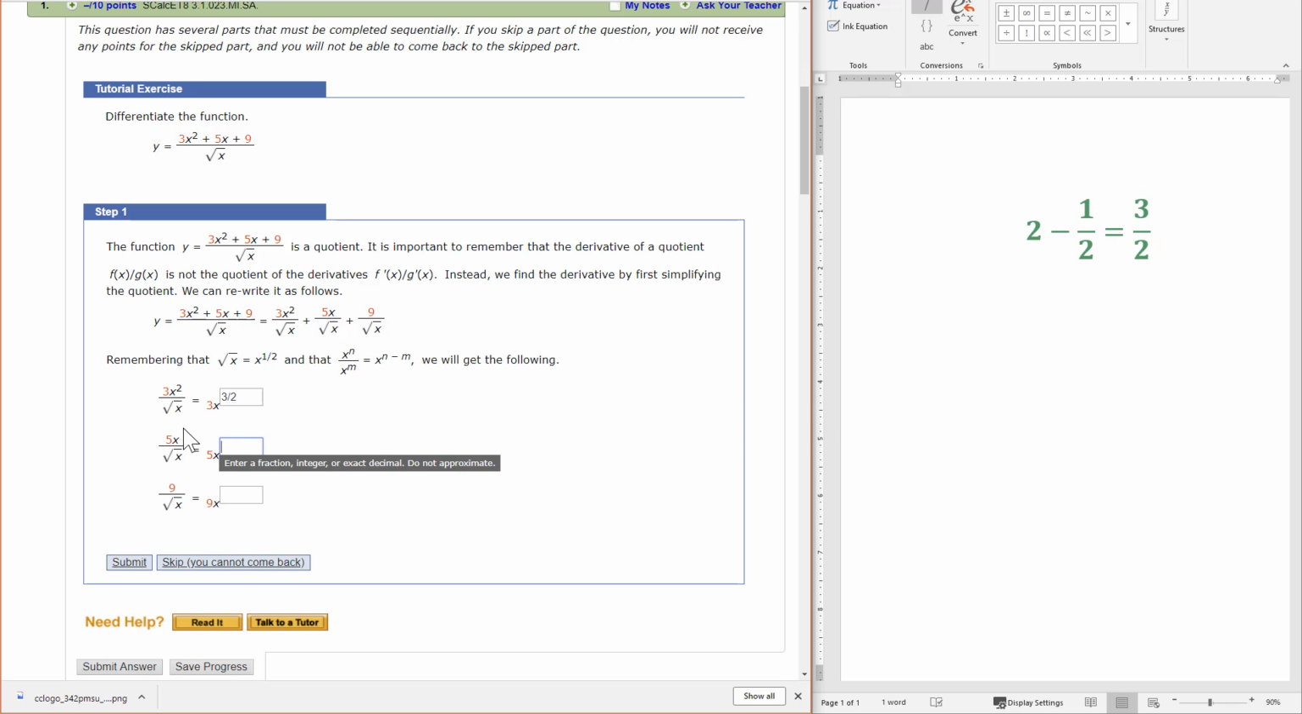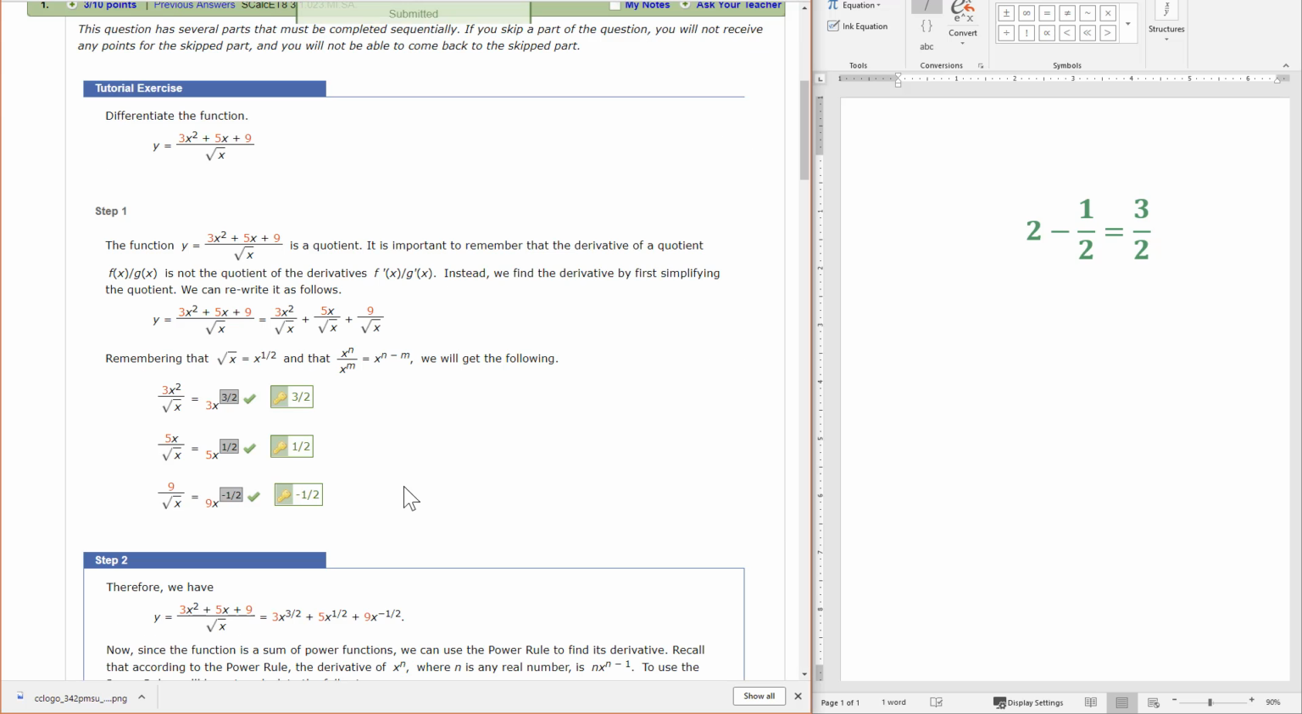Similarly, we're going to do the same thing: 1 minus 1/2. And for the last term, this is just a 1/2 in the denominator, so we can think about that as x to the negative 1/2 power. Or you can also think of this as x to the 0 in the numerator being multiplied with a 9, and you have 0 minus 1/2. So we have simpler power functions that we can deal with where the powers are just fractions.